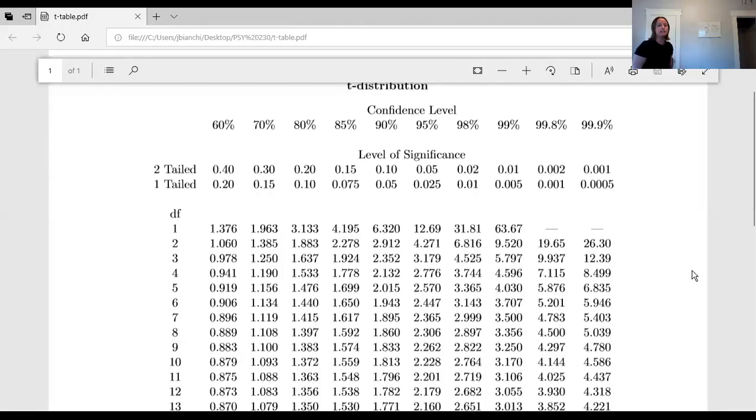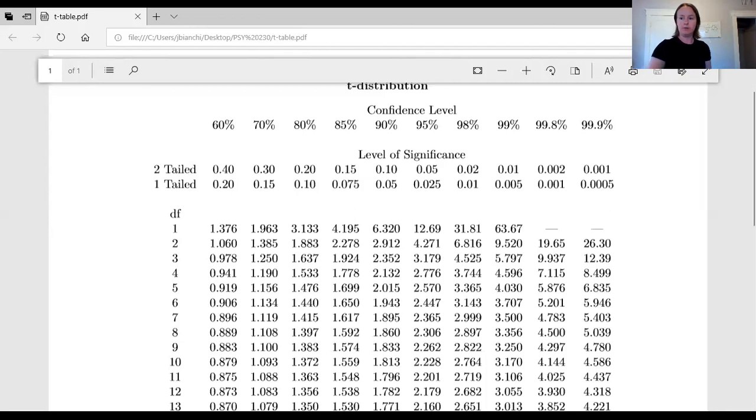Okay, here we are at the t-table. We are conducting a two-tail test at the 0.05 alpha level. Okay, 5% risk of a type 1 error. But our degrees of freedom is equal to sample size minus 1. So 16 minus 1 is 15.